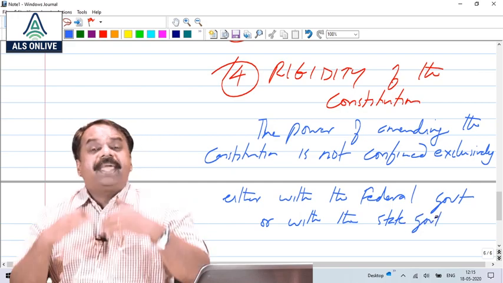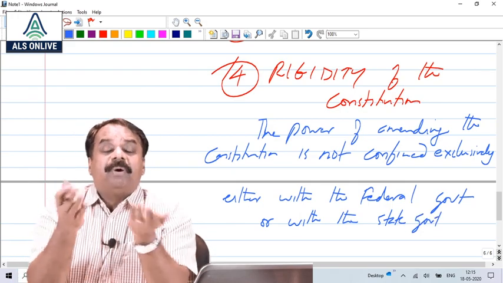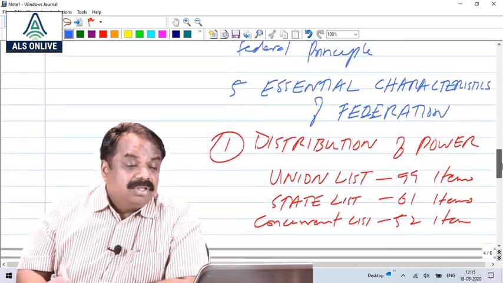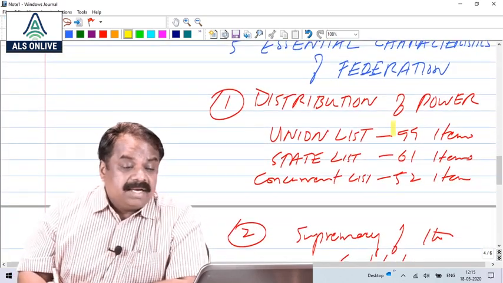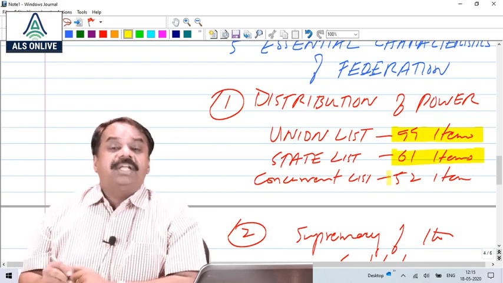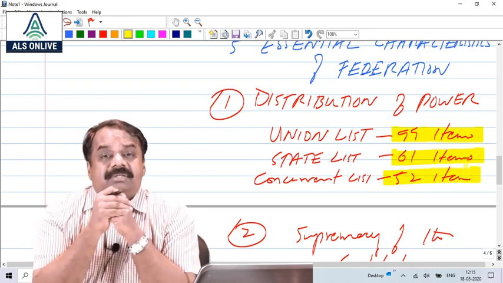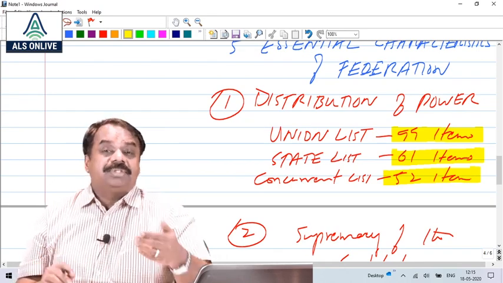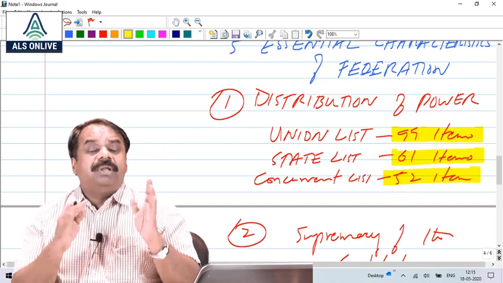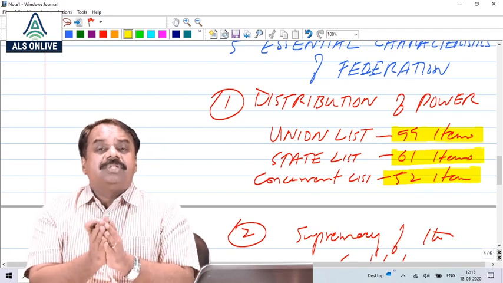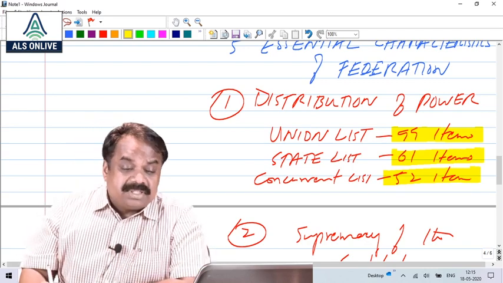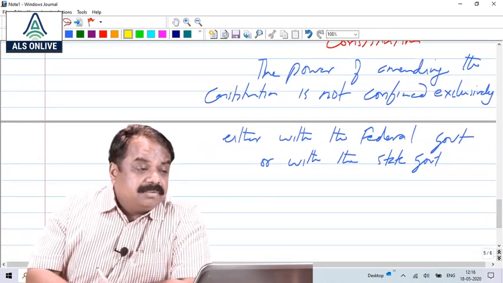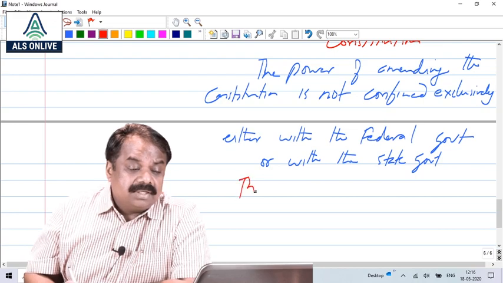Meaning, who can change the division of power? See, we have already listed it down. I have already shown the union list has 99 items, the state list 61 items, and the concurrent list 52 items. Now, who can change it? The power to amend the constitution is not exclusively with one side. It is not exclusively with the center or exclusively with the states. It should be a joint exercise.